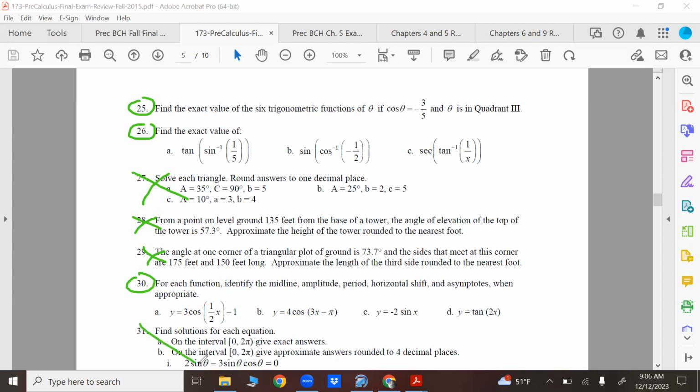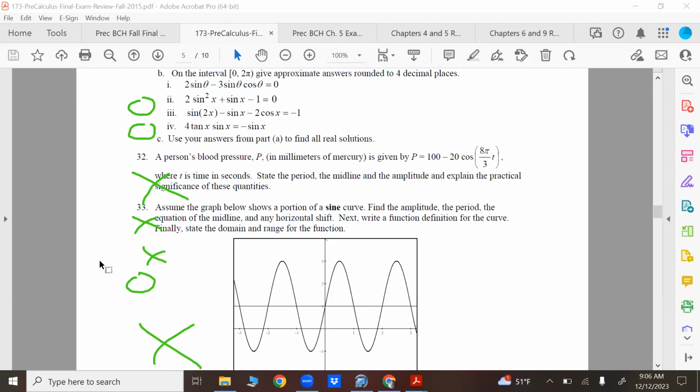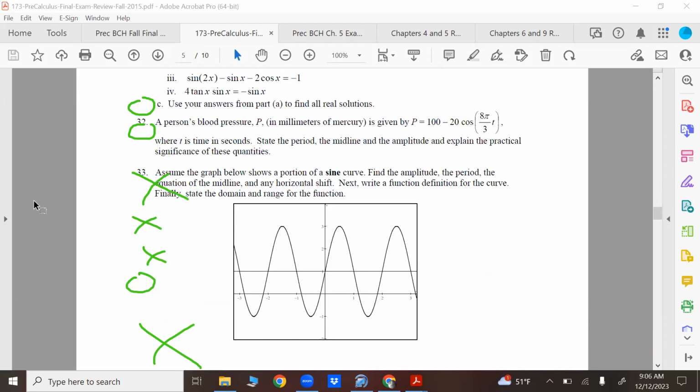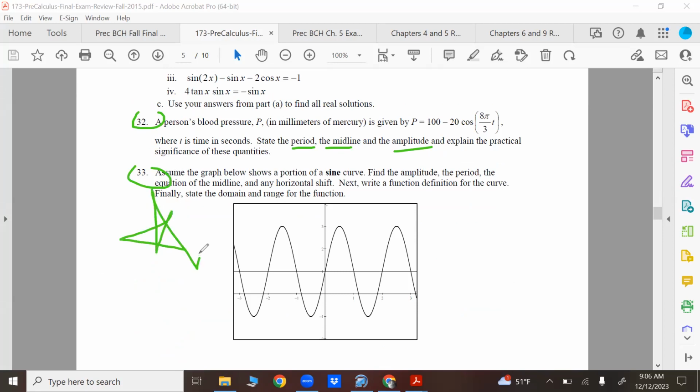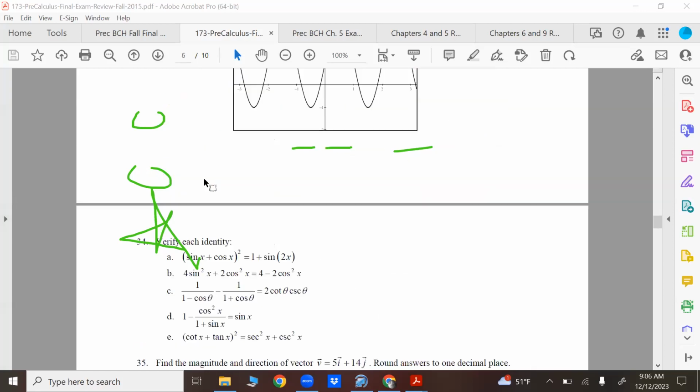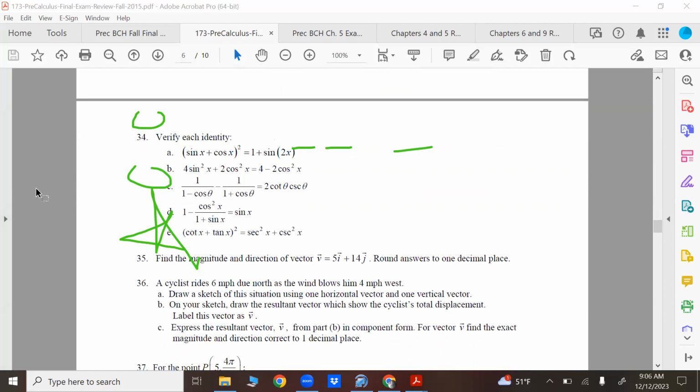Cross off 31. We're not gonna do solutions. 32, we're not gonna do a word problem with trig, but it's a good problem just to be able to identify these things. Definitely 33 is a very good one. 34 is also very good, and you've got plenty of identity practice to do there. All of them are good. You could cross off A because I'm not doing double angle there.